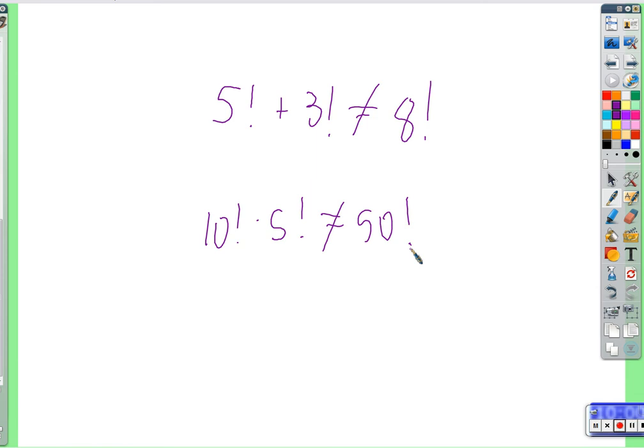It's gotta be a lot bigger. 5 factorial is 120. 120 times bigger? It's definitely bigger than 120 times bigger. Just take 50 times 49. That's just the first two numbers in 50 factorial. That's already bigger than 120. And yeah, you see where I'm going.